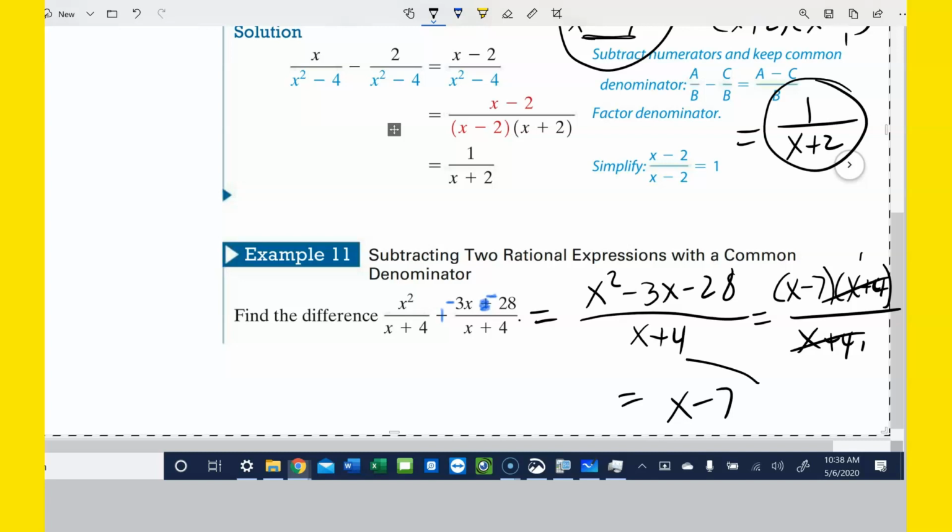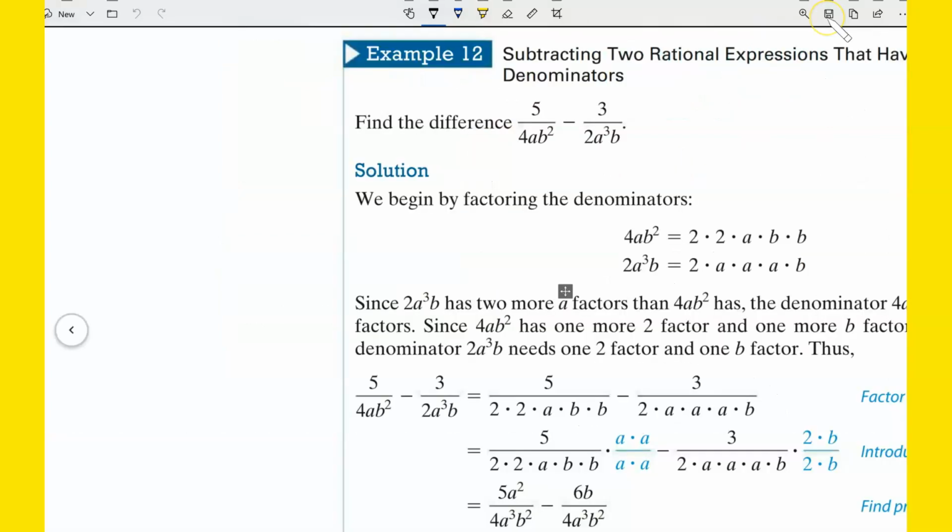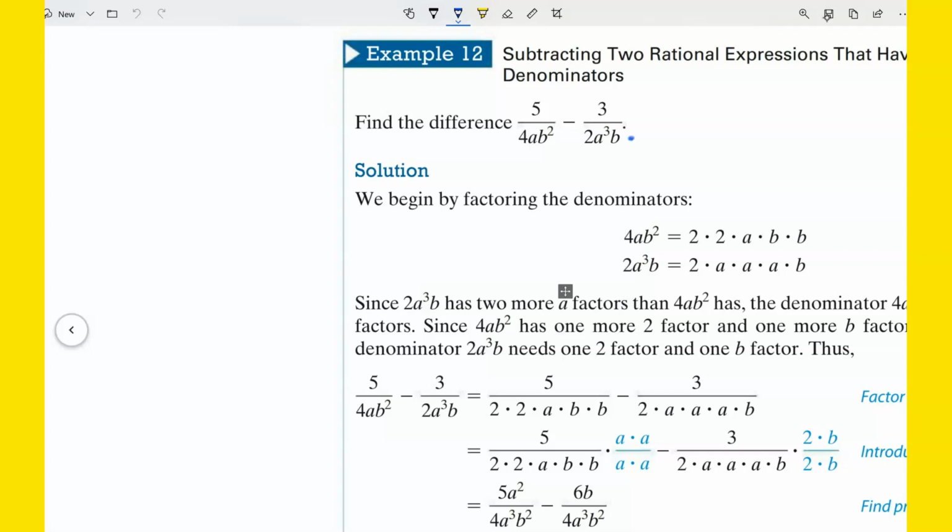All right, so this is my final simplified answer. All right, here's one where we don't have a common denominator. So I'm going to have to first get a common denominator here. So look at the numbers 4 and 2 and say, what is the least common multiple between 4 and 2? And it is 4. So the 4 can stay like it is, but what do I do to make the 2 become a 4? I multiply it by 2.